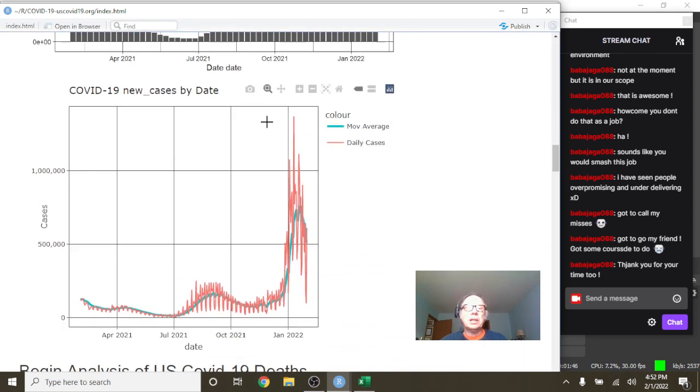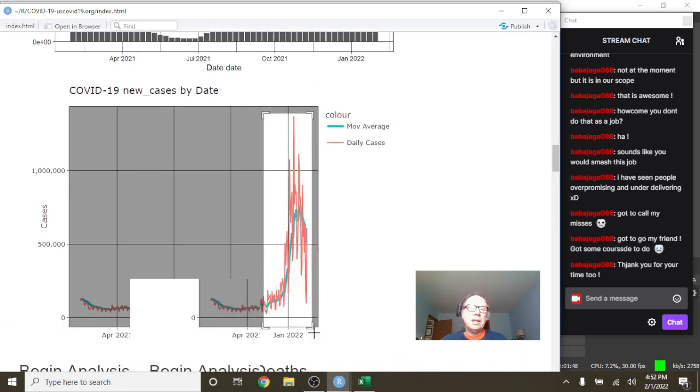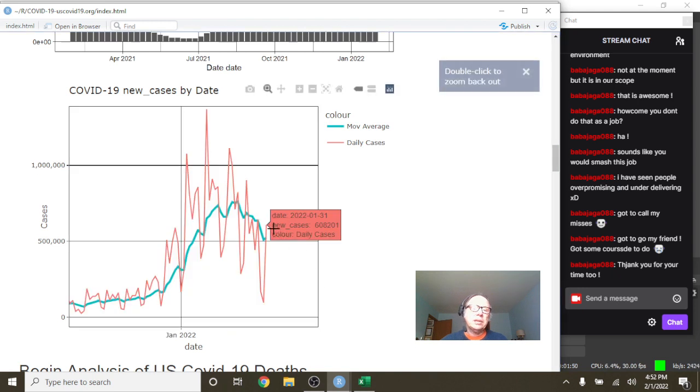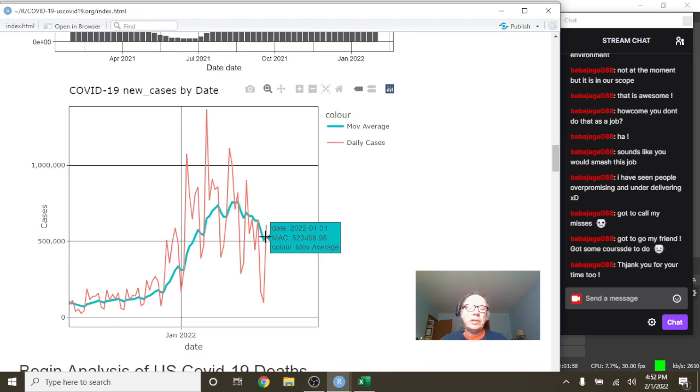What about daily cases? Well, you can see daily cases are bouncing around. On January 31st, we had 608,201 cases, with an average of 522,498.9 cases per day.